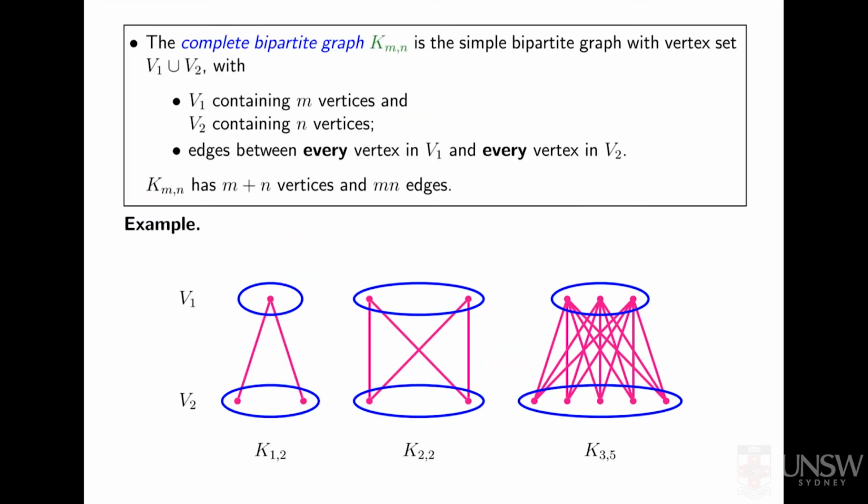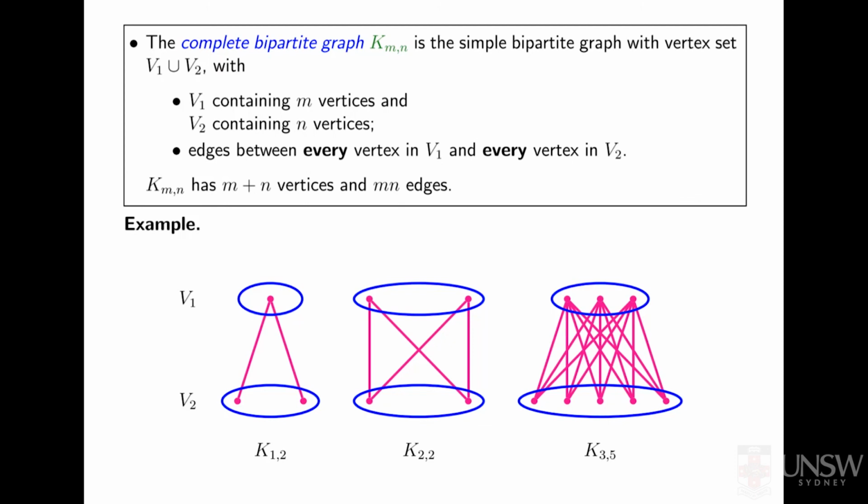So now we can define the complete bipartite graph, K_{M,N}. This is a simple bipartite graph which has a vertex bipartition V1 union V2, where V1 has M vertices, V2 has N vertices, and all of the possible edges from V1 to V2 are present. So this is simple and has the most possible number of edges you could have on a bipartite graph with the given bipartition. So K_{M,N} has M plus N vertices and it has MN edges.